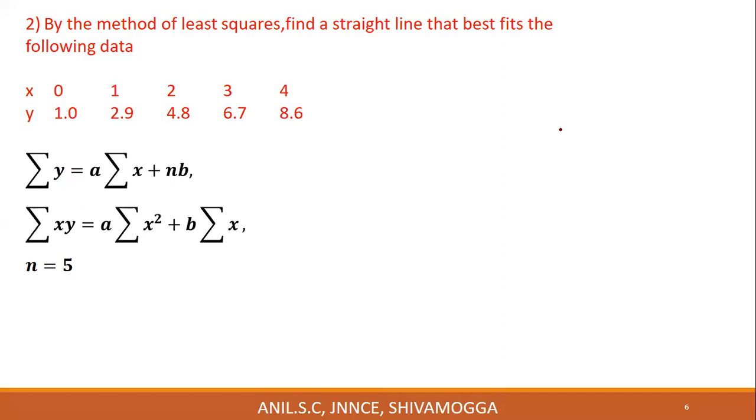And construct the two normal equations, same equations. Summation y is equal to a into summation x plus n into b. Summation xy is equal to a into summation x square plus b into summation x. This is a very simple method, but very, very important in examination point of view.